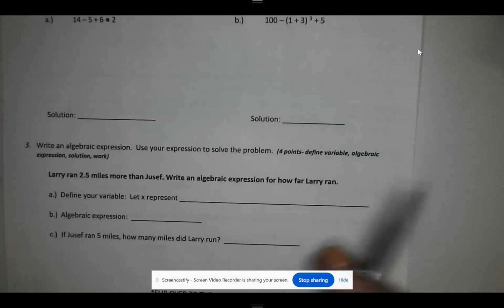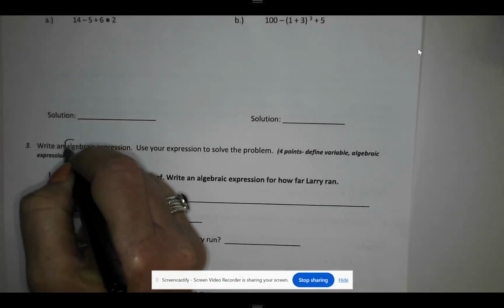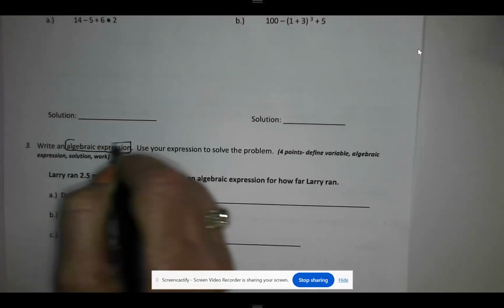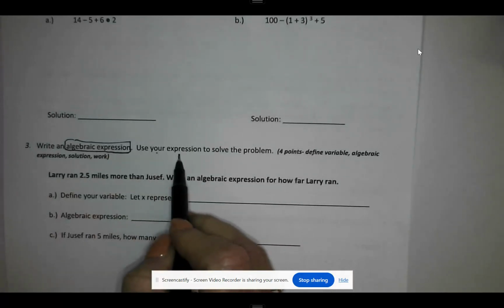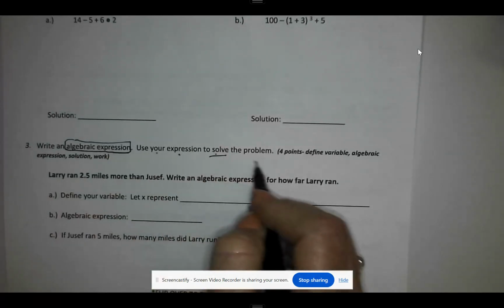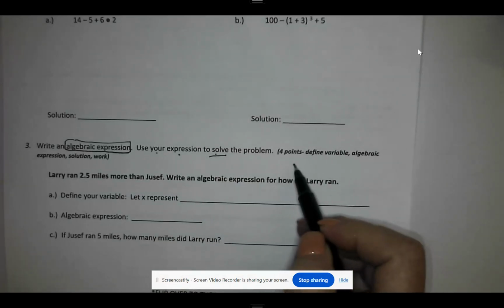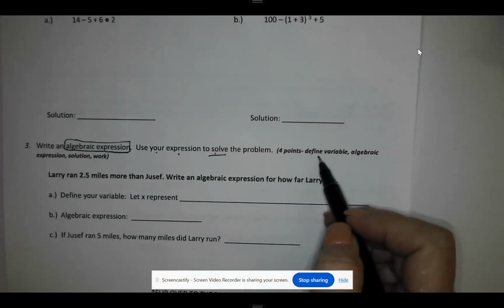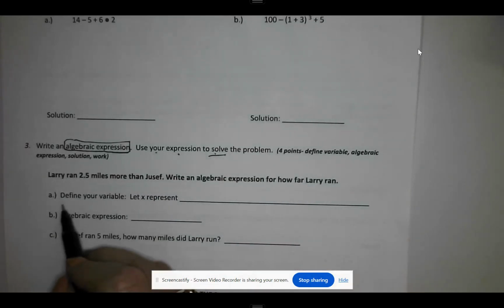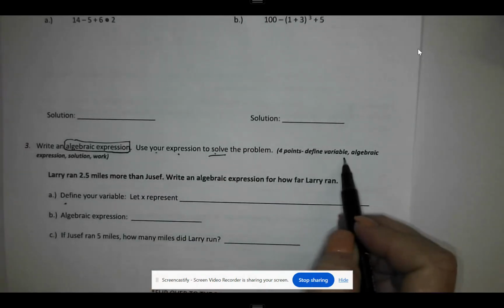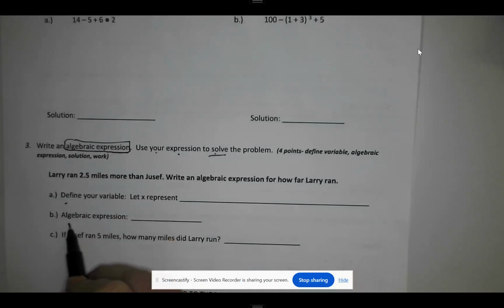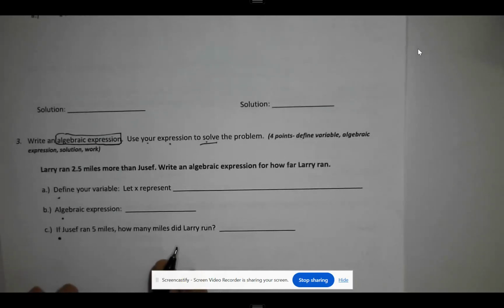Number 3 says, write an algebraic expression. Use your expression to solve the problem. This is worth 4 points. The points are for defining the variable, part A, the algebraic expression, part B, your solution, part C, and all the work that you used to solve this.